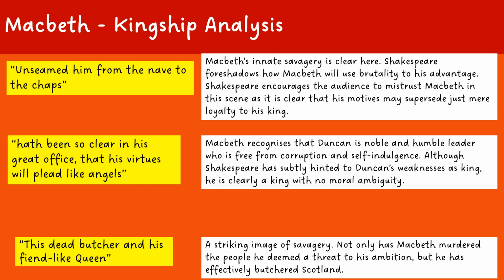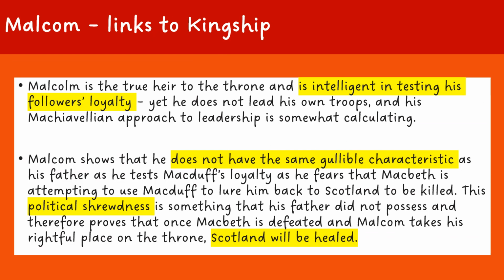Because he's not only murdered the people he deemed a threat, so Banquo, King Duncan, and Macduff's family, all people who threatened his ambition, but he has effectively butchered Scotland itself, okay? And it's this idea that Shakespeare's encouraging his audience to have this sort of loyalty and admiration for the country that they live in. And the last character we're going to look at is Malcolm, okay?